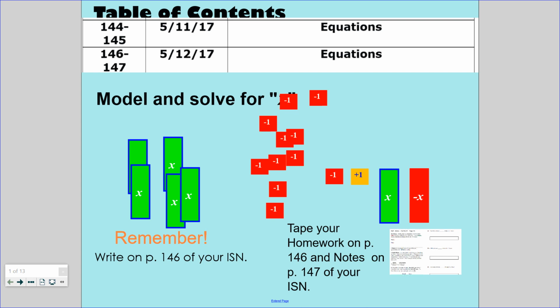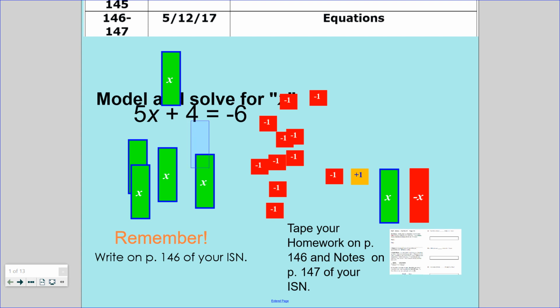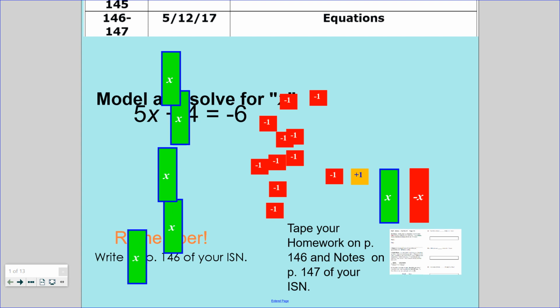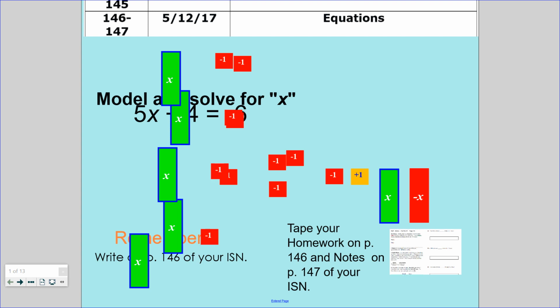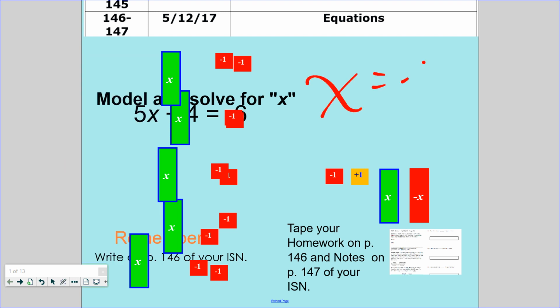10 negatives. And we have to divide it into 5 x's. So how many negatives will each x have? I believe it is 2 negatives for every x. So the answer is x equals negative 2. Again, we do like checking our work.